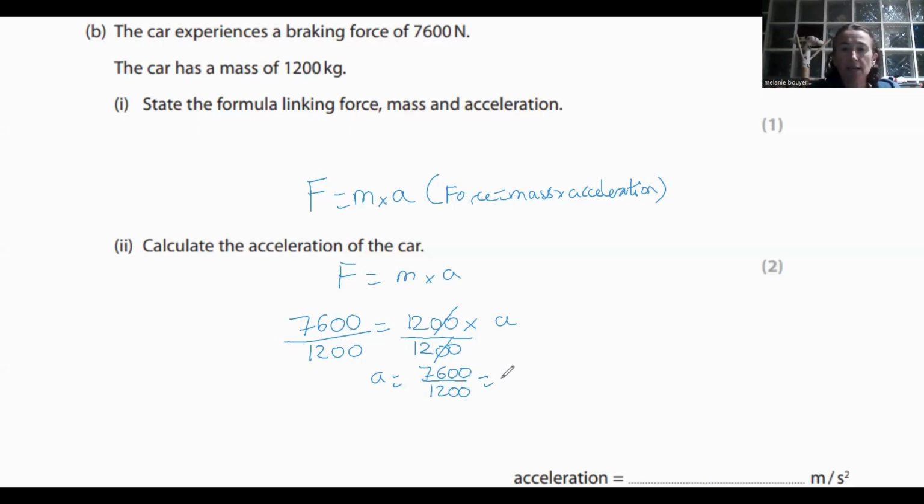Going to put that in my calculator. And it's going to give me an answer of 6.3 recurring. Okay, and the unit is meters per second squared, or meters per second per second. Let's have a look at our mark scheme.